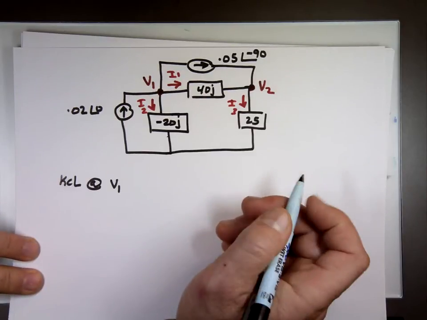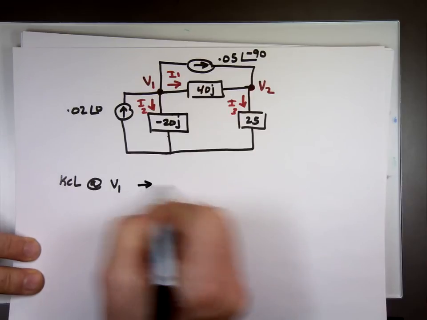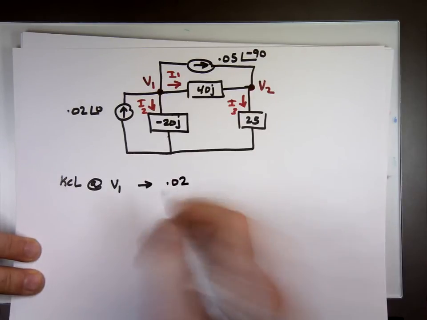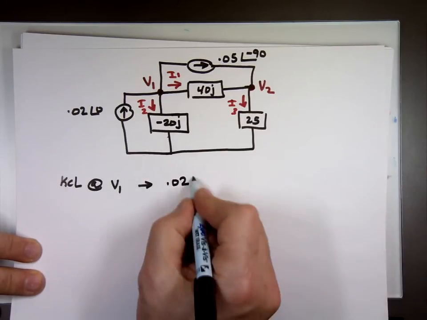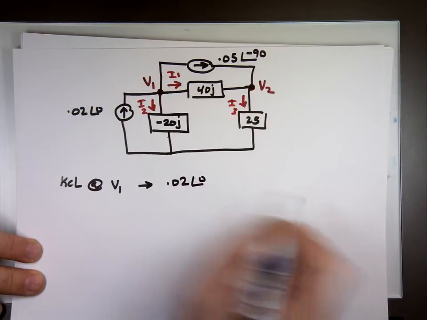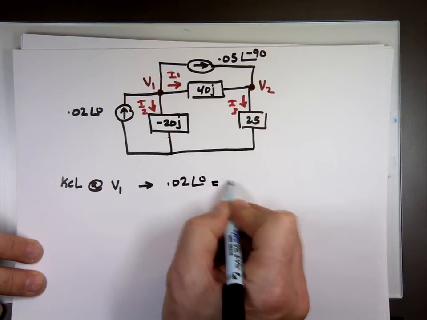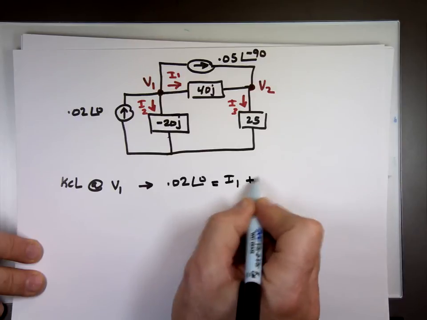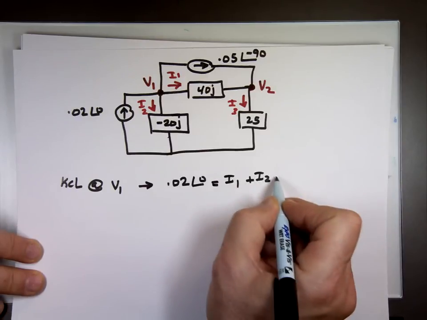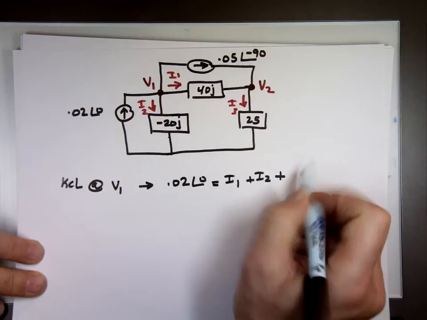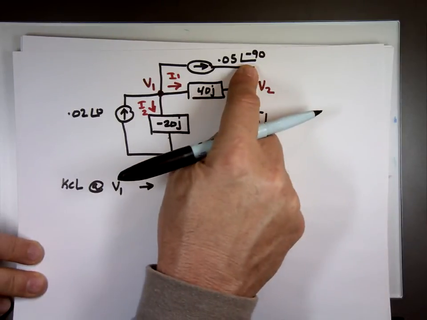What is going in? 0.02 angle 0. Angle 0 means just 0.02. You don't have to put the angle. What's leaving? I1 plus I2 plus 0.05 angle negative 90.